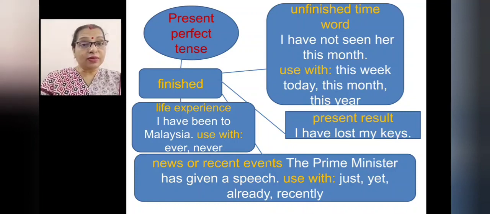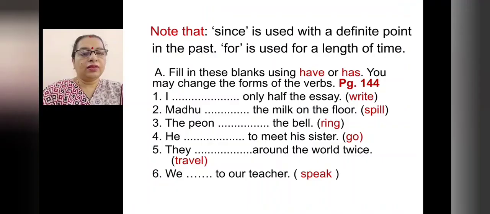Okay, have you ever been to Malaysia? All these say about present perfect tense. Note that since is used with a definite point in the past. For is used for a length of time. So fill in the blanks using have or has. You may change the forms of the verbs which are given in the brackets.